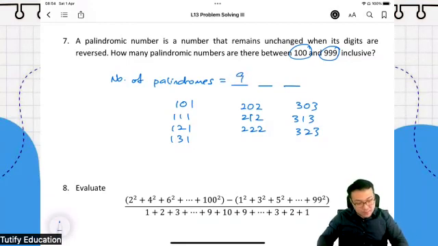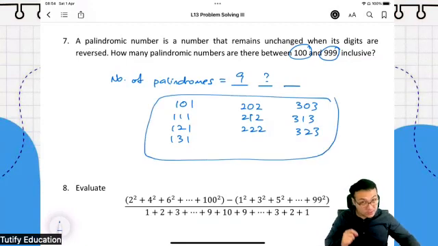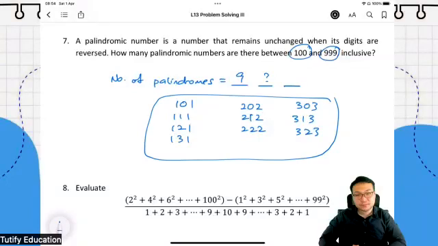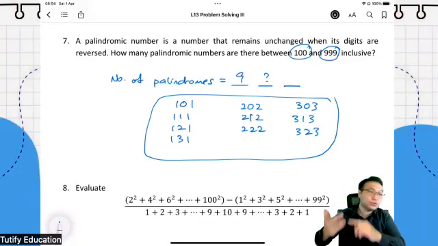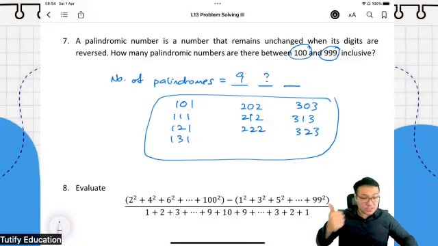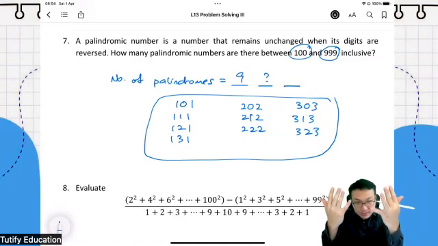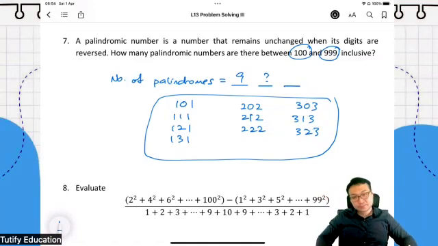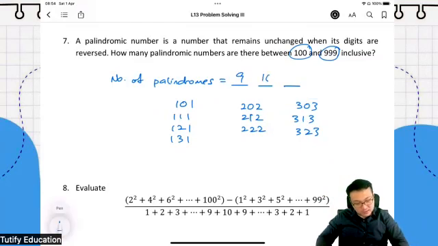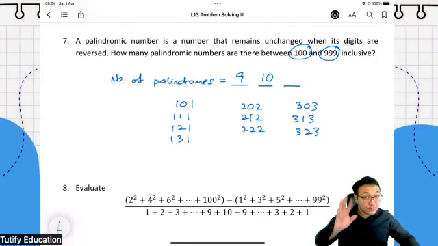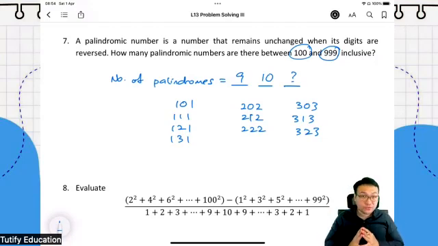Now, what about the second digit? You observe the pattern here. The second digit can be 0, yes. It can be 1, yes, all the way until what? 9. Yeah, it can be 0, 1, 2, 3, 4, 5, 6, 7, 8, 9. How many options do you have? You have 10 options, okay? Now, my last question, the most important question. The last digit. How many options can I choose for the last digit?